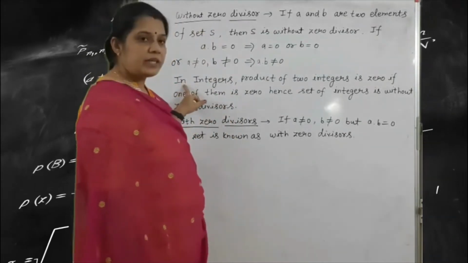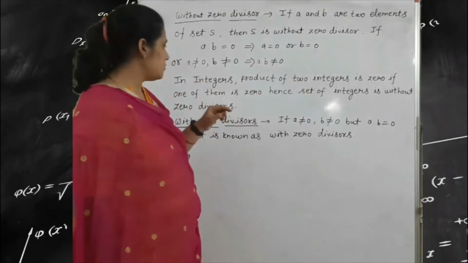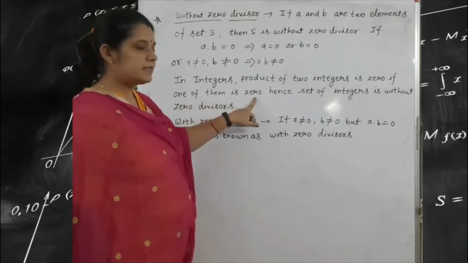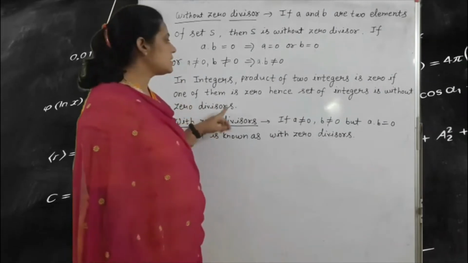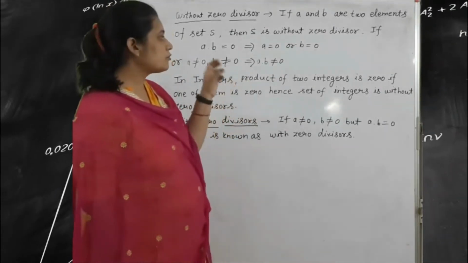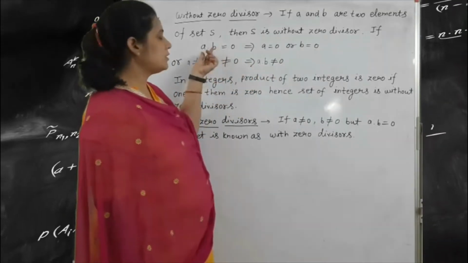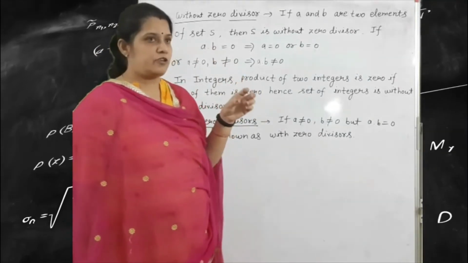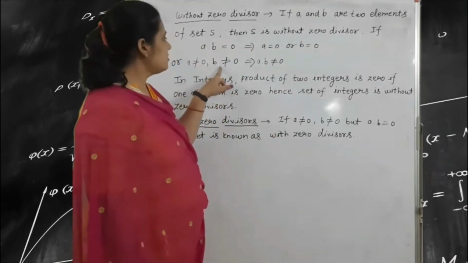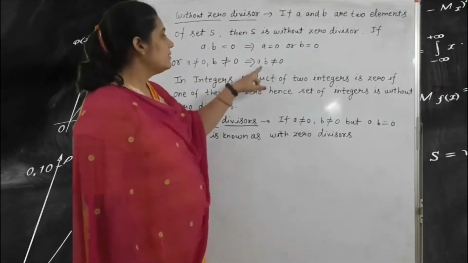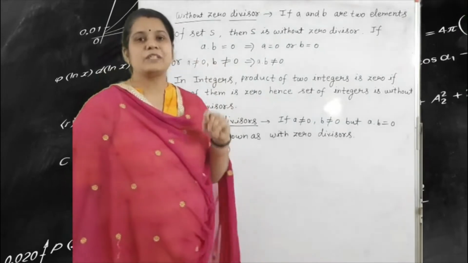That means, in integers, the product of two integers is 0 if one of them is 0. Hence, the set of integers is without zero divisor. That means the product of two integers is 0 if one of them is 0. Here we have two integers, a·b is equal to 0, that means either a is 0 or b is 0. But if a not equal to 0 and b not equal to 0, then a·b not equal to 0. This is the without zero divisor.